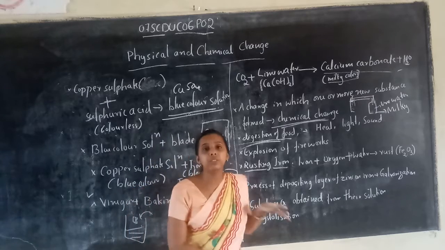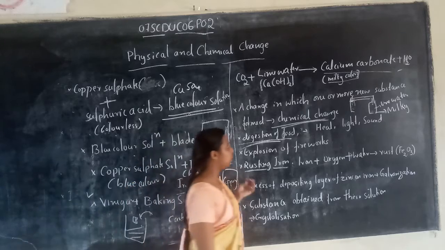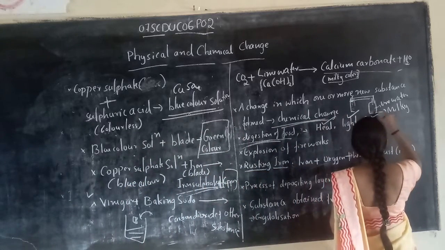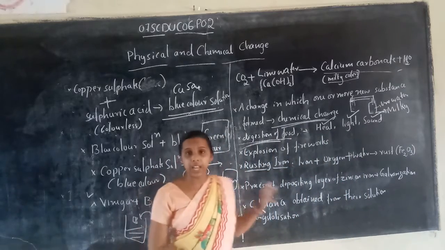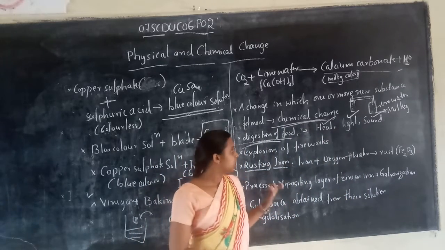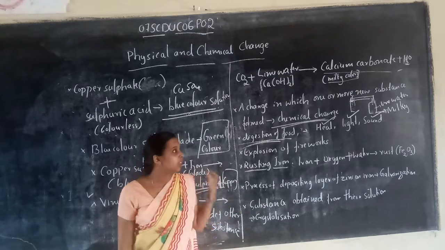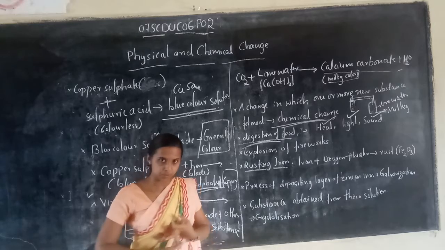So what happens when chemical changes occur? When chemical changes take place, heat is produced, light is produced and sound is produced. What are produced? Heat, light and sound. So when chemical changes take place, heat, light and sound are produced.